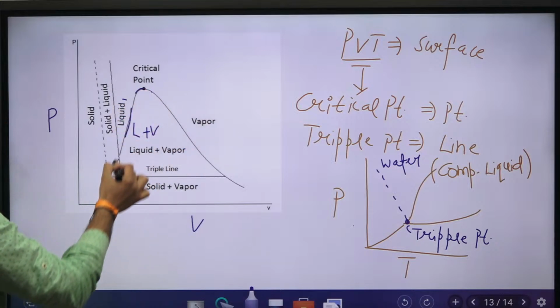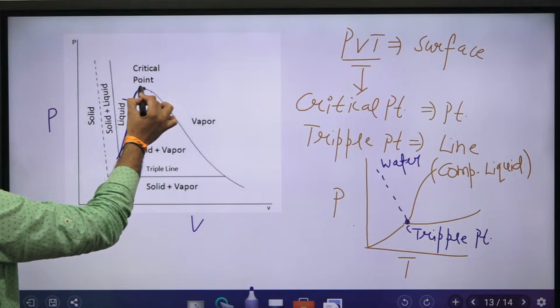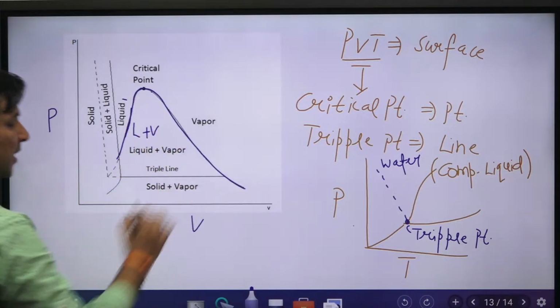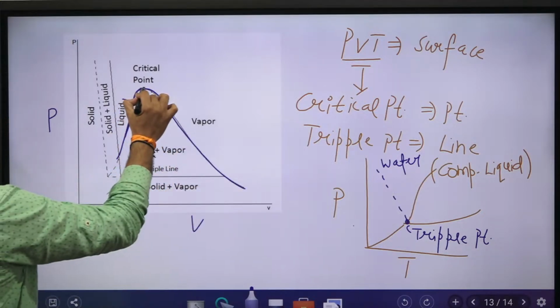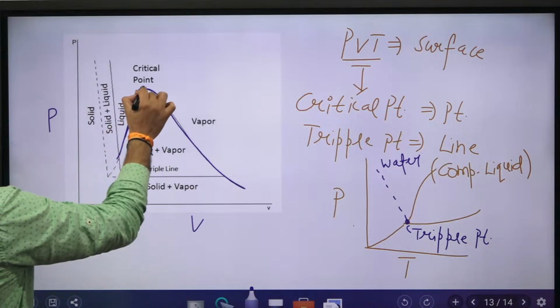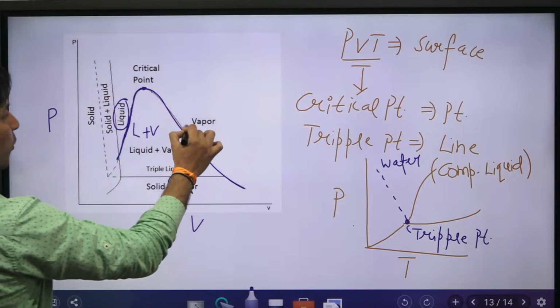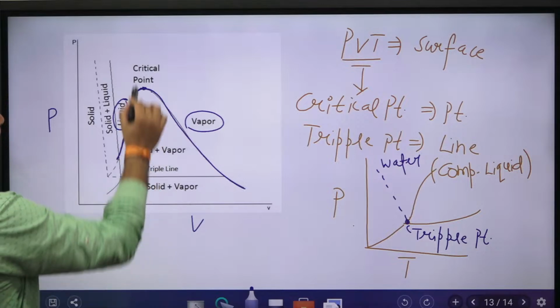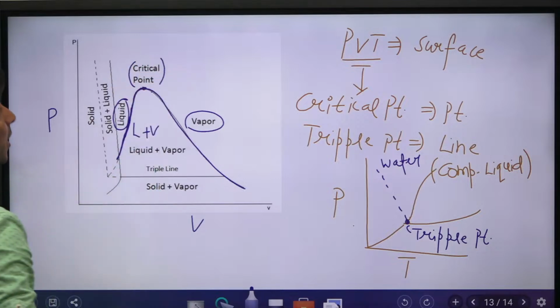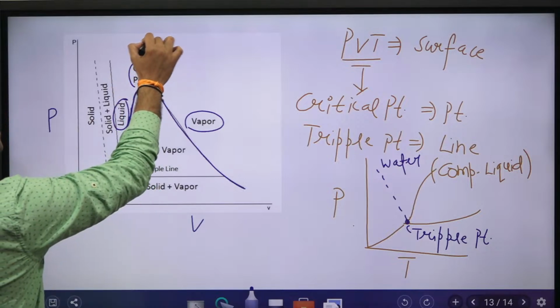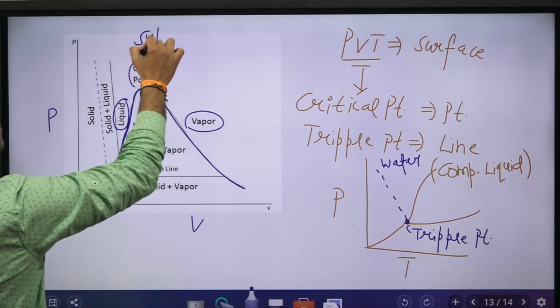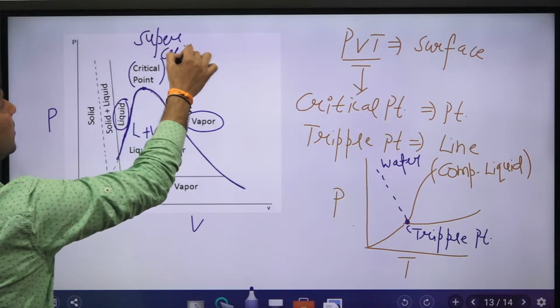This is known as the saturation curve. This is also a saturation curve, this is also the saturation curve. What do we call it? Saturation curve. And this particular point where this saturation curve, this one for liquid and this one for vapor, meets, this is known as the critical point, and this particular region is known as the supercritical region. What do we call it? Supercritical region.